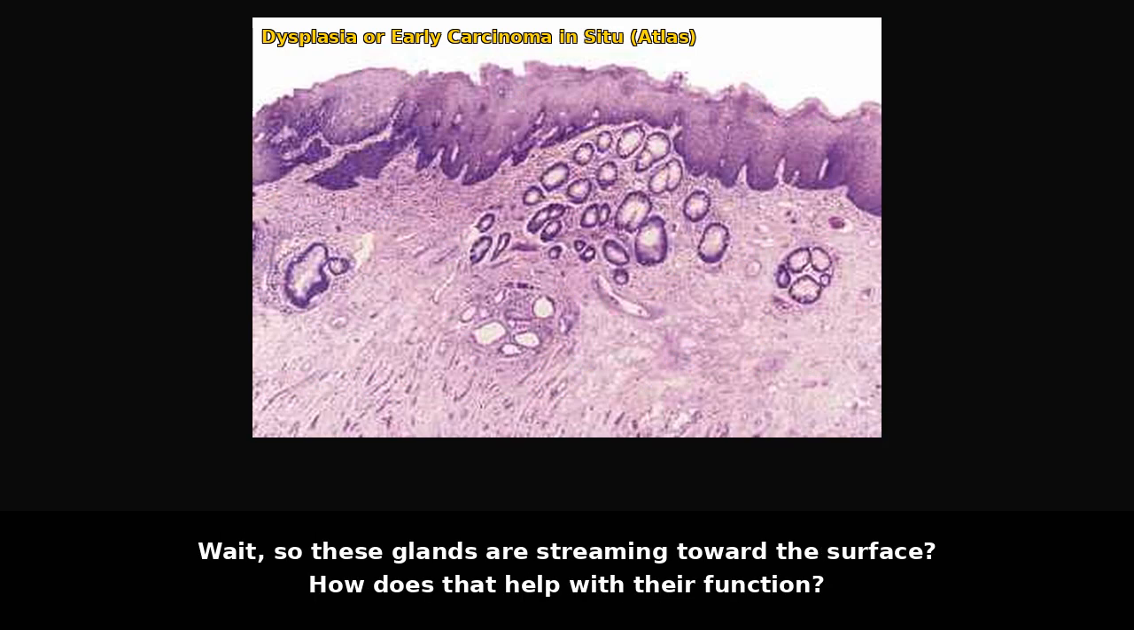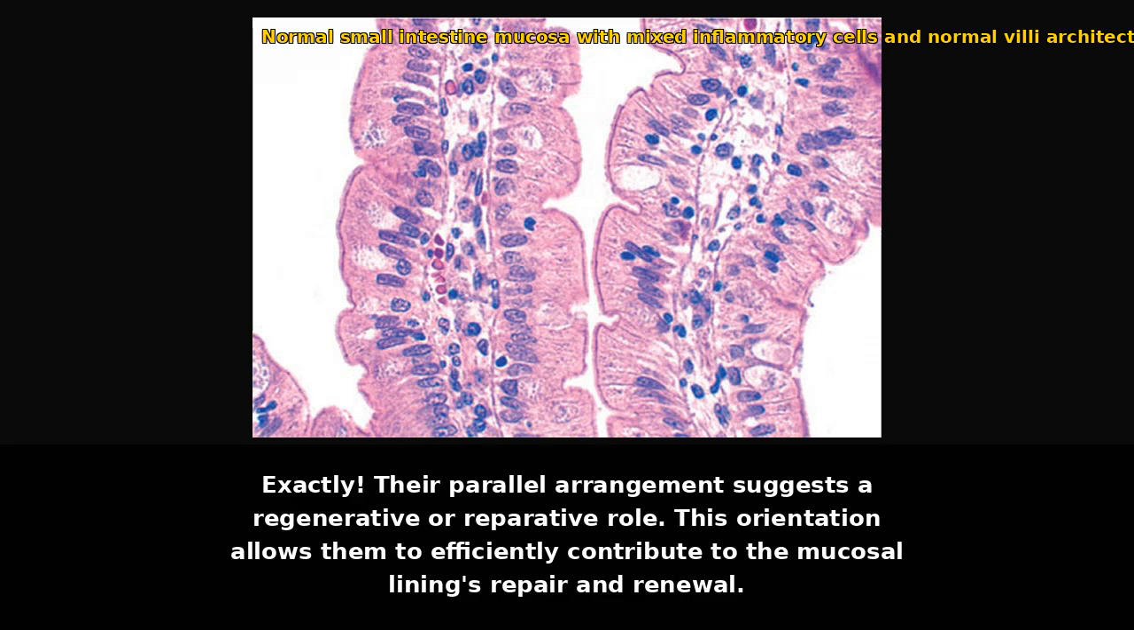Wait, so these glands are streaming toward the surface. How does that help with their function? Exactly. And their parallel arrangement suggests a regenerative or reparative role. And this orientation allows them to efficiently contribute to the mucosal lining's repair and renewal.